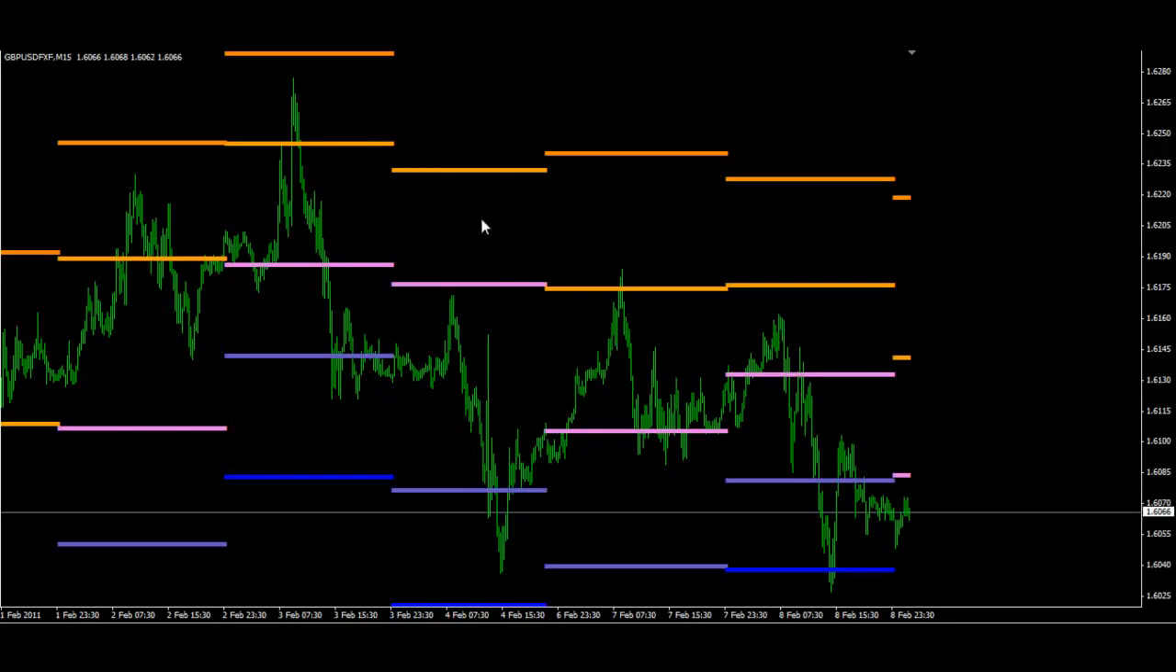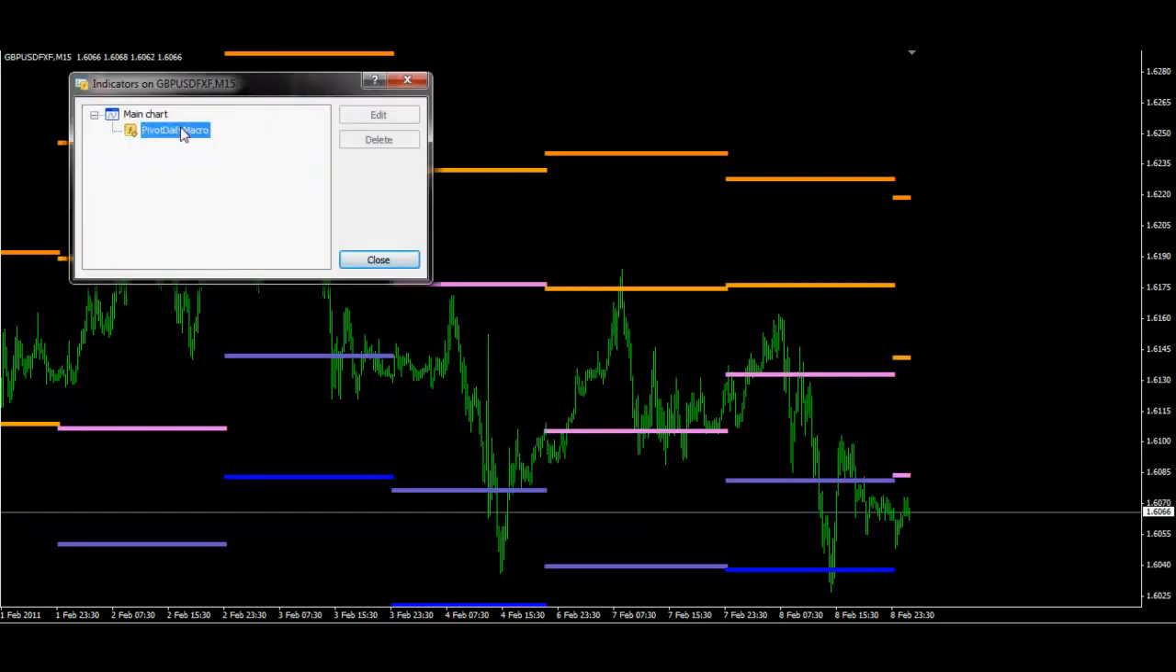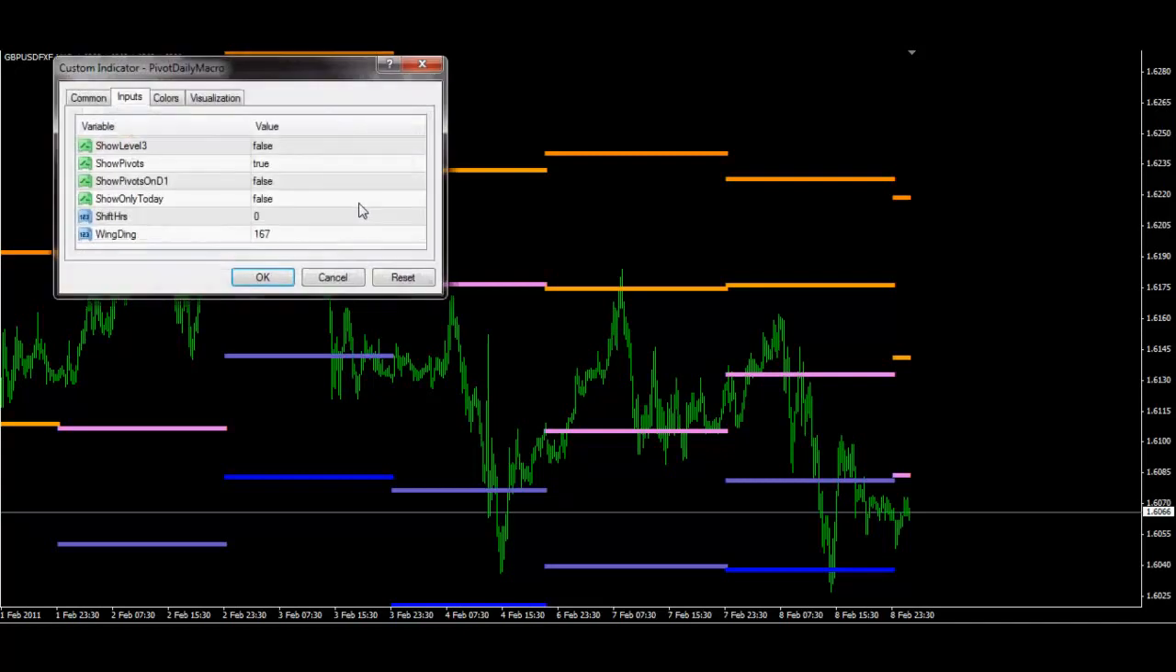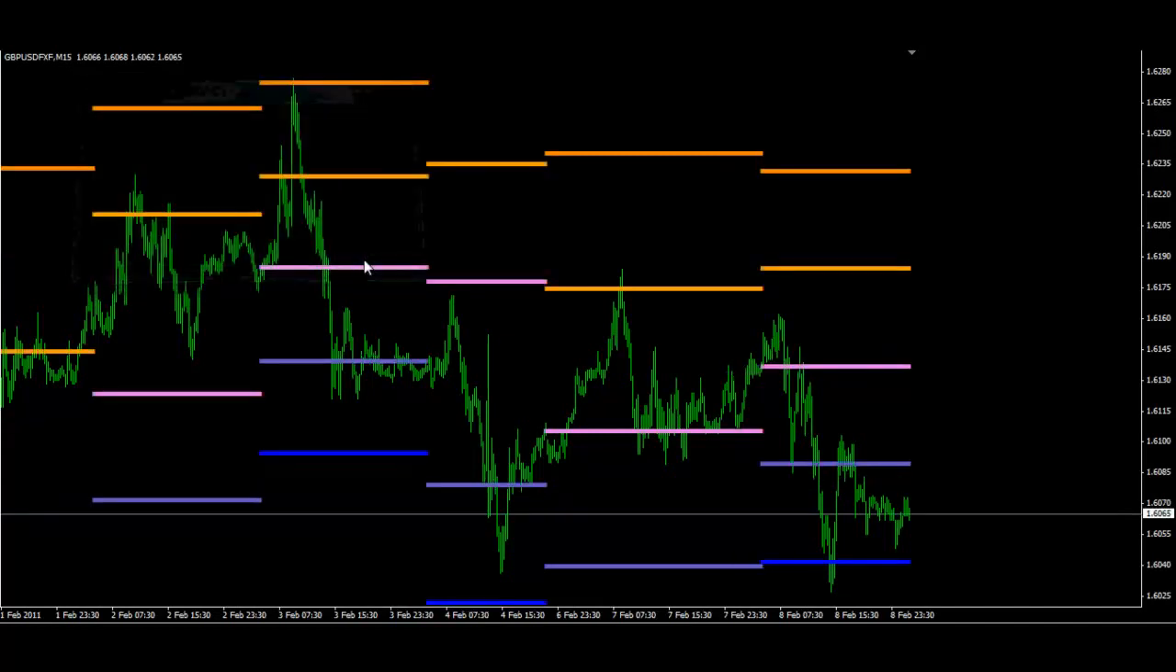Now, if you want to use New York pivots like I use for my live trading in London session, go back into your indicator, or load it up from the beginning this way. Set the show only today to false, so that way you show all your pivots. And then for me, -5 is where my pivots will load up for New York Standard Time.